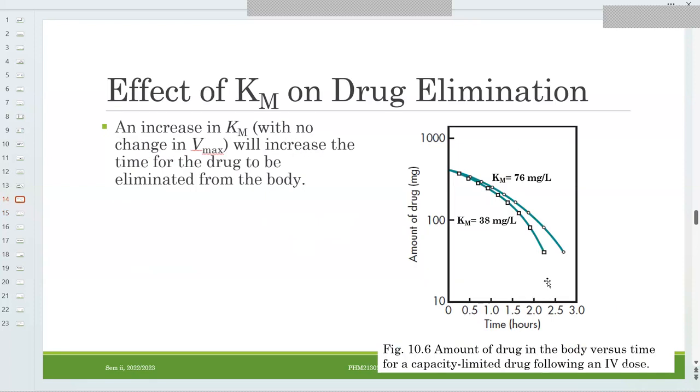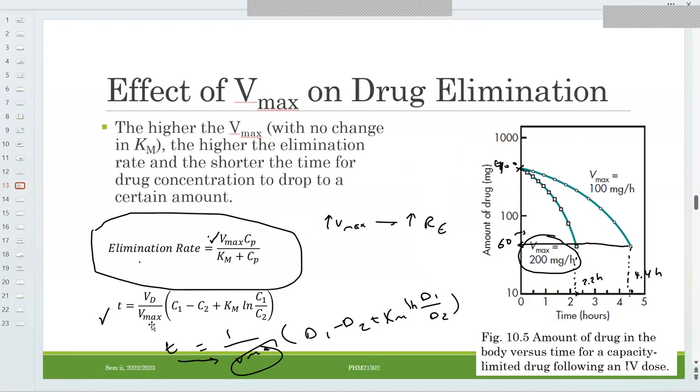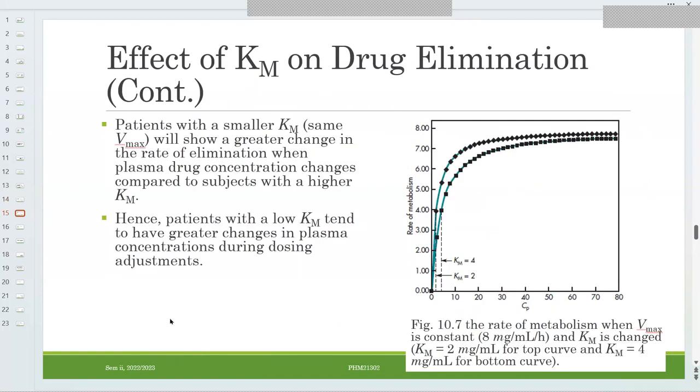Okay? Why is the effect smaller? You look at the equation. Km is multiplied by another fraction. It's not direct. And even multiplied by another fraction, then added to a certain amount. So the contribution is less compared to the one that is standing alone.